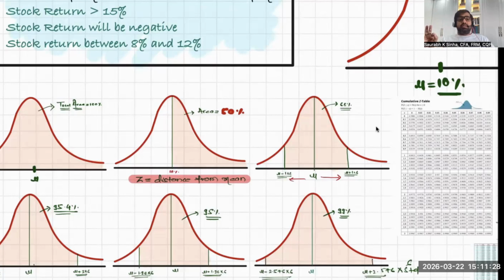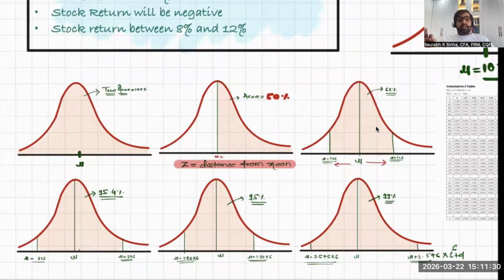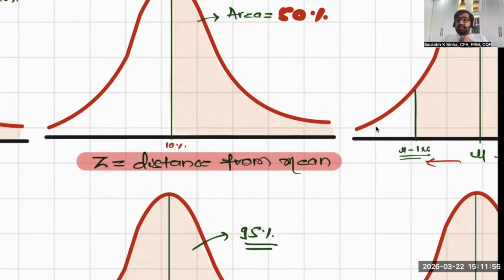the area is 68%. Irrespective of whatever the mean is, whatever the standard deviation is, if you move two standard deviations left and right symmetrically, then the area is 95.4%. This information of area under the curve is not dependent upon mu and sigma. It is dependent upon how many standard deviations you are moving away from the mean. How many standard deviations you are away from the mean is called the z-score. In very simple terms, it is the distance from the mean, but in terms of standard deviation.